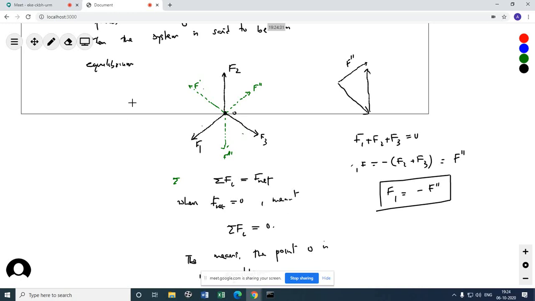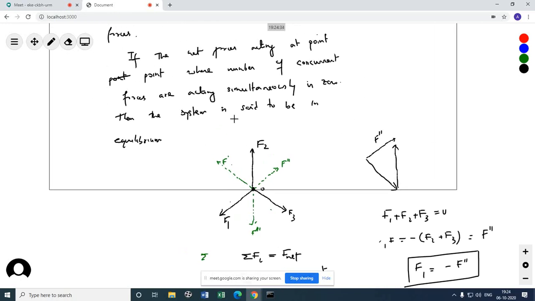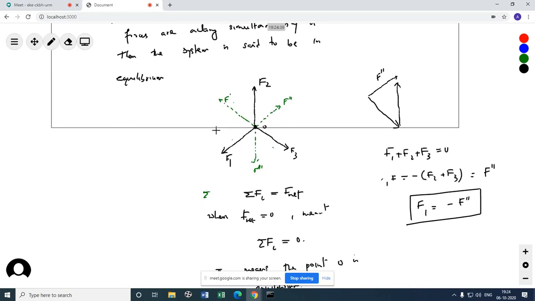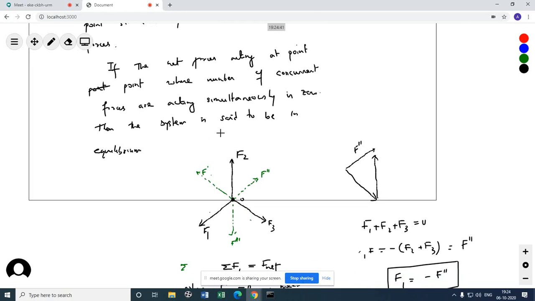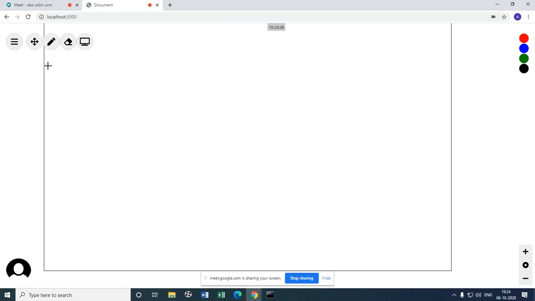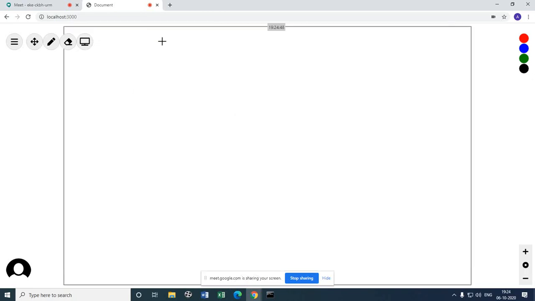Now in this case we have a famous theorem called Lami's theorem. And this gives rise to also something called free body diagram. Let me clean it. Now there is something called Lami's theorem, which is very important in mechanics. You will be needing it in higher competitive exams. Lami's theorem.